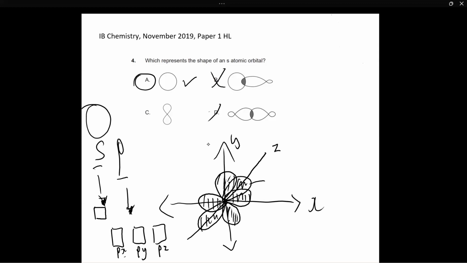And for the exact same reason, even D is wrong, because it is representing the head-on collision between two p orbitals. It's a p orbital and this is a p orbital. So it's again representing a sigma bond, not the shape of an s atomic orbital. And C, for obvious reasons, is not representing an s atomic orbital. It is representing a p atomic orbital, because like I said, the p atomic orbitals are dumbbell shaped. And more specifically, it's representing the py atomic orbital, because this is oriented in the y-axis, right? If you draw the axes, y, x, so it's a py or a p orbital, whichever you prefer to call it. So that is it for this video.